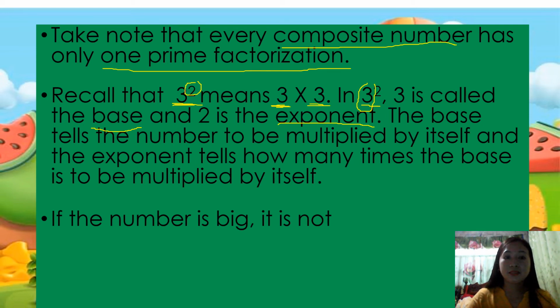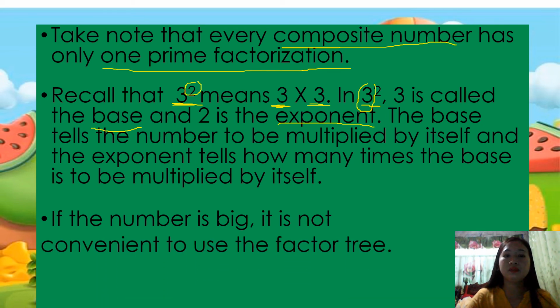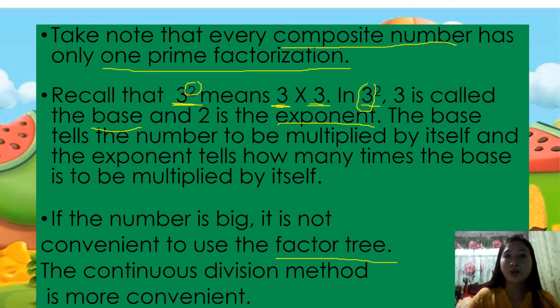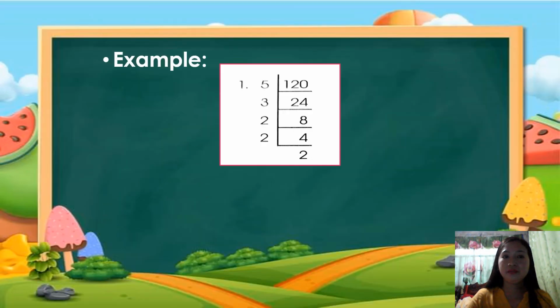If the number is big, it is not convenient to use the factor tree, the first method that we used a while ago. The continuous division method is more convenient to use. If the number is big, don't use the factor tree; it is more convenient to use the continuous division method. Here is our example.